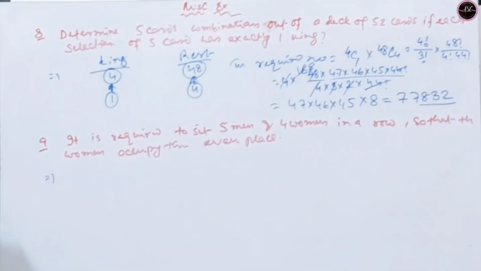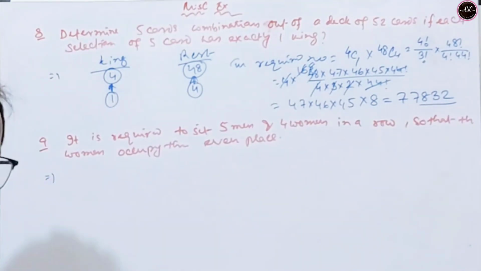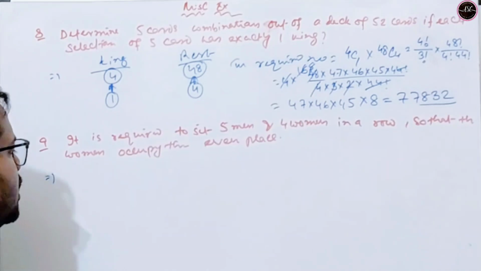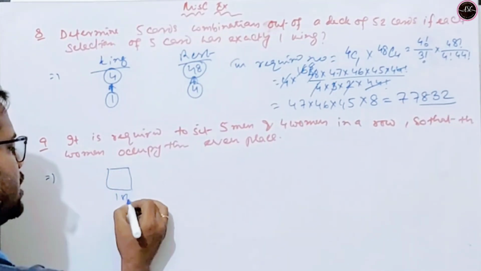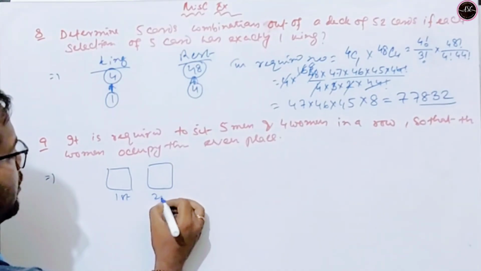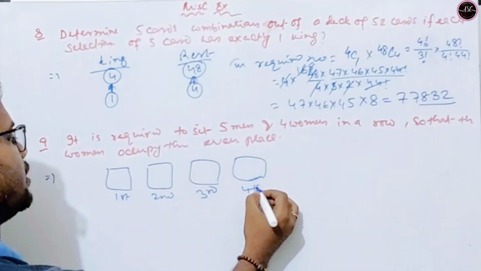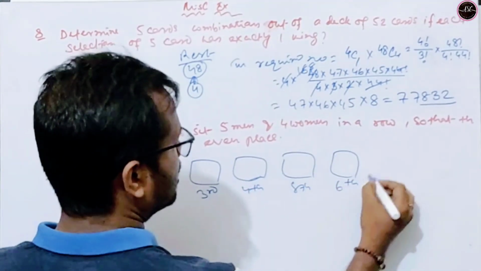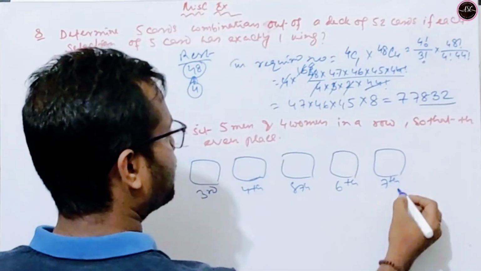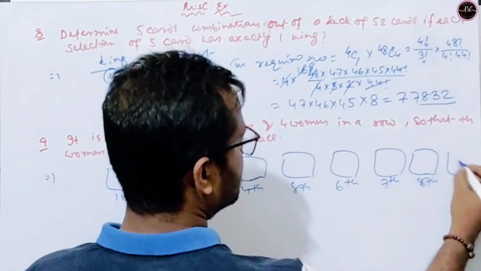Okay, then look at the question. It is required to set 5 men and 4 women in a row, so that the women occupy the even places. So just imagine, this is the first position, this is the second position, this is third position, this is fourth position, this is fifth position, this is sixth position, this is seventh position, this is eighth position, and this is ninth position.